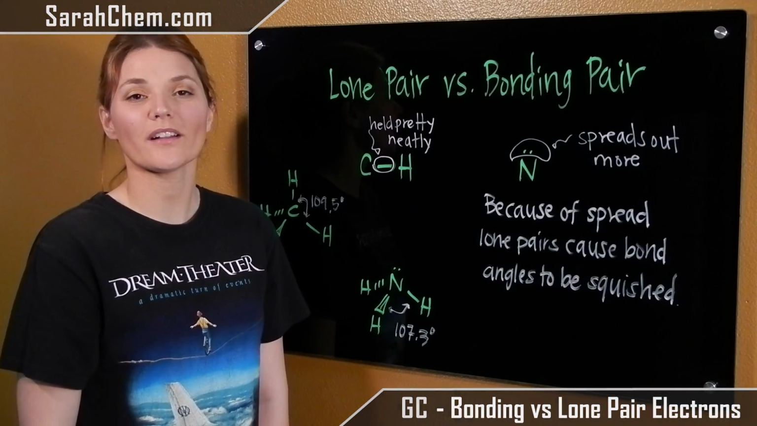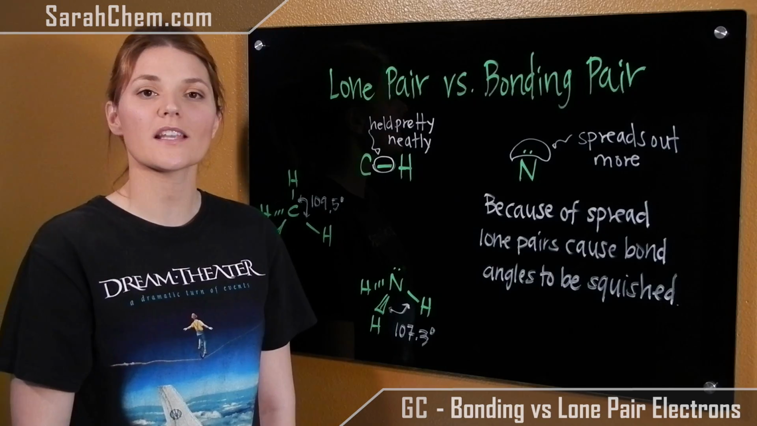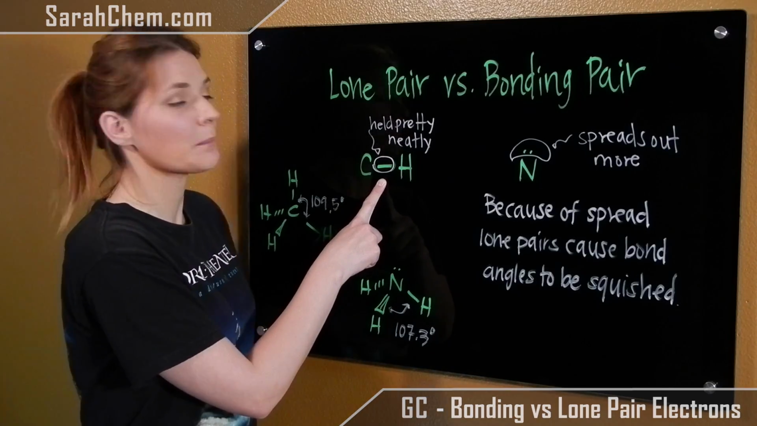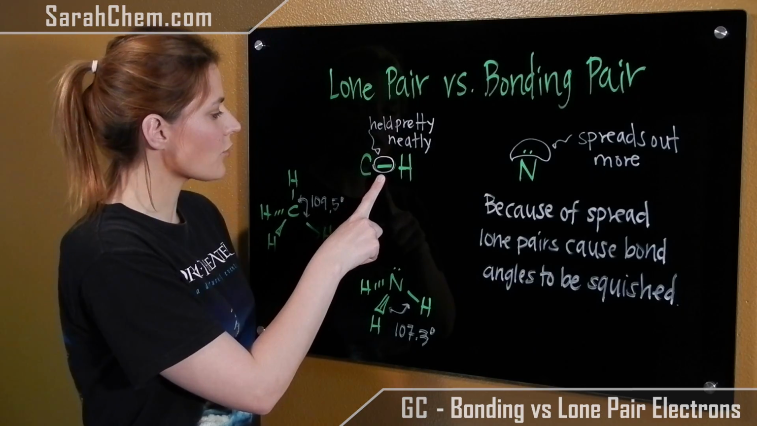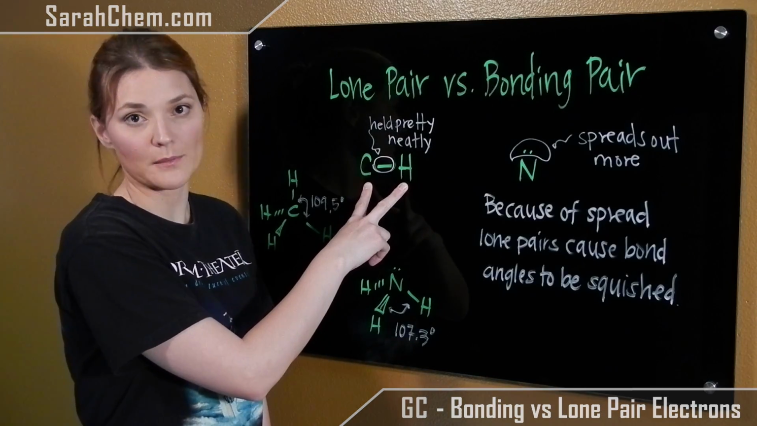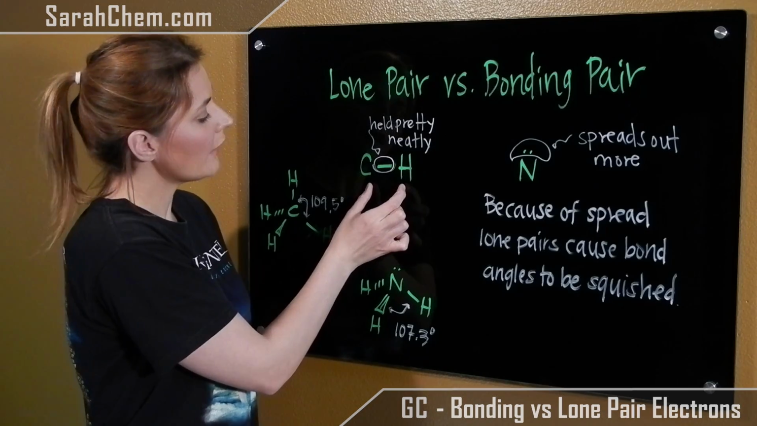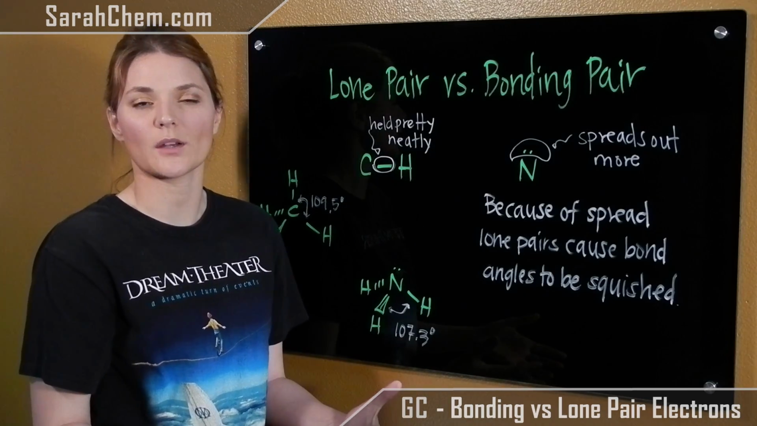This is a video tutorial on the differences between bonding electrons and lone pair electrons. So if we take a look, this example here shows us bonding electrons. Those are electrons that are shared between two different atoms. Those ones are pretty neatly contained between these two atoms that are sharing them, and they kind of have a football shape associated with them.